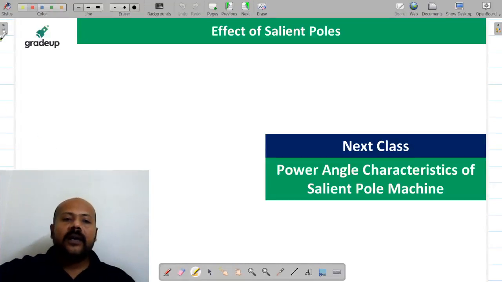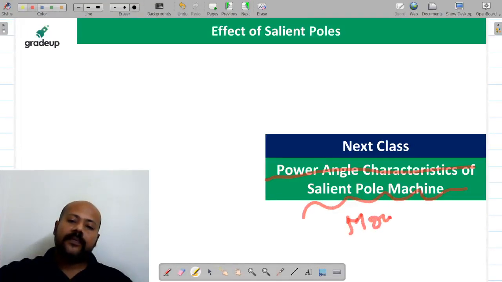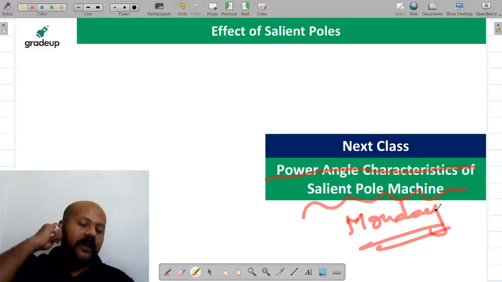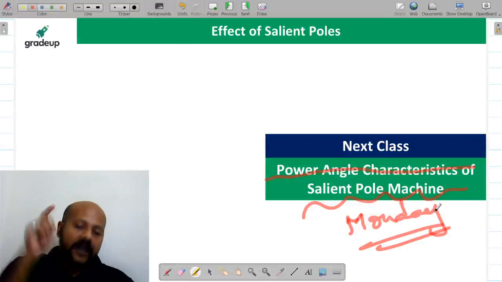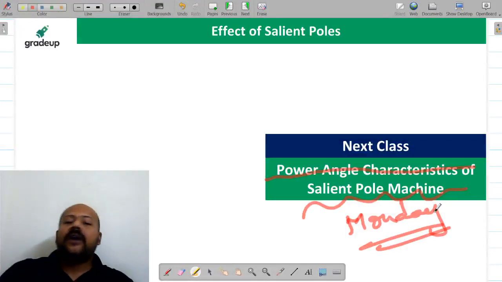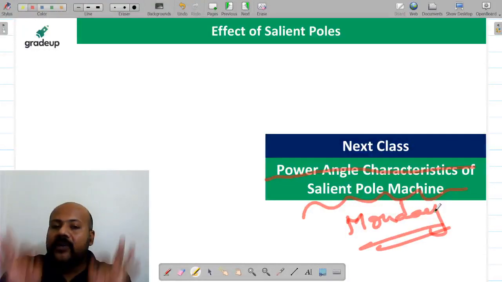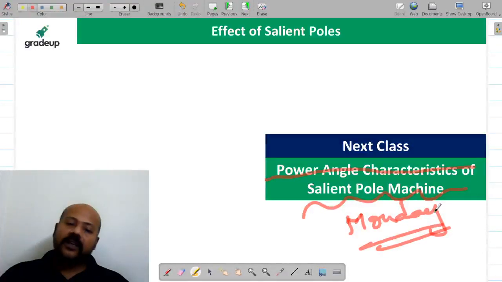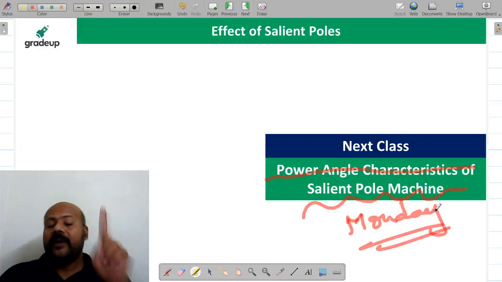Apart from this, we are going to take up the power angle characteristics of the salient pole machine on Monday. Tomorrow, Saturday, there is going to be no class, but on Monday we are going to continue from here. You just revise it. On Monday we are directly going to derive the equations from which you are going to solve the numericals for this. So don't forget to join me on Monday.